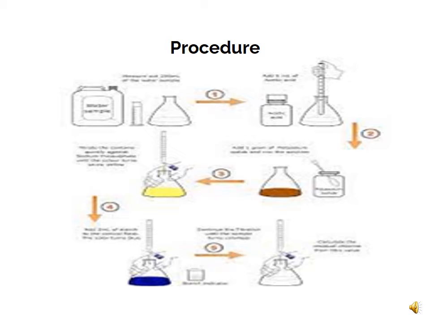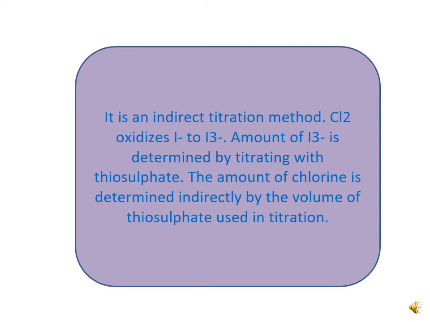And then this blue color solution is again titrated with the sodium thiosulfate solution, which converts it into a colorless solution, which is the end point of the titration. So this is an indirect titration method because the concentration of chlorine is not determined directly. First we determine the concentration of iodine by titrating with the thiosulfate solution, and this concentration is then used indirectly to determine the concentration of chlorine in the sample.